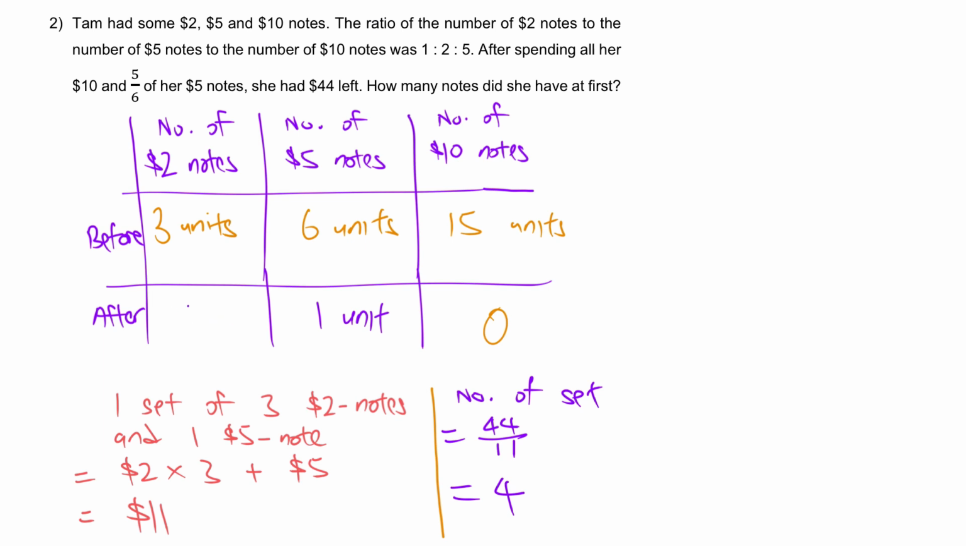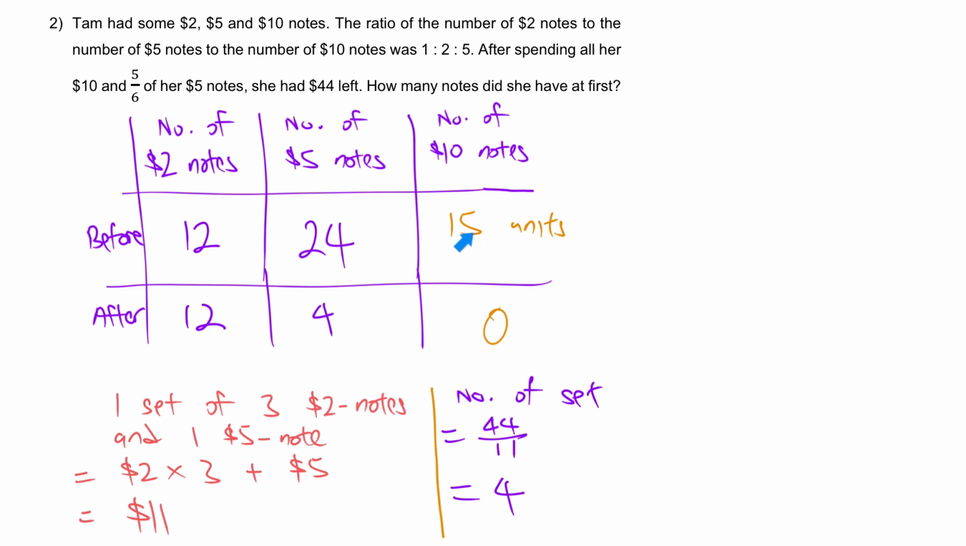4 times 3, 12 notes. Over here we have 4 notes. All right, 4 notes. And given that we know that there's no change over here, it must also be 12 notes. And what about here? After spending 5 out of 6, we have 4 notes left. So 6 units will be 24 notes, isn't it? Okay.